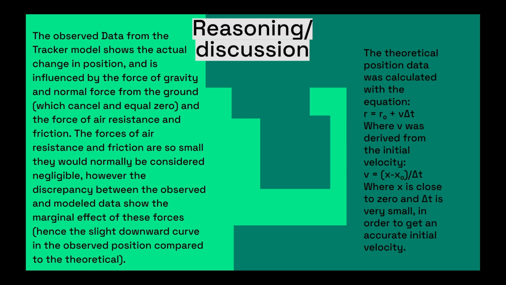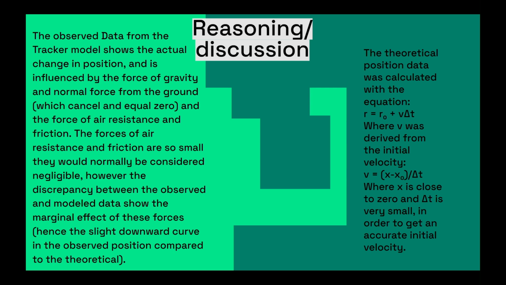The theoretical position data was calculated with the equation r equals r0 plus v delta t, r being the position theoretical, and v delta t was found from the initial velocity between the first two frames of the observed data, where x is close to 0 and delta t is very small in order to get an accurate initial velocity.